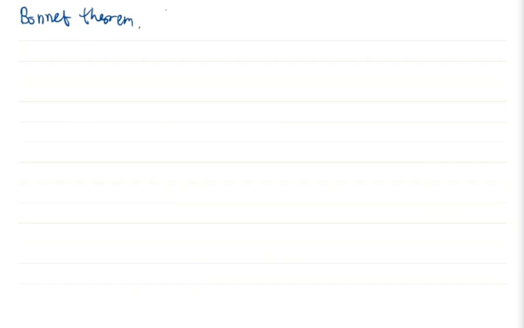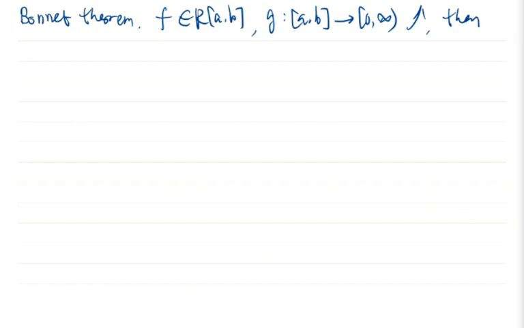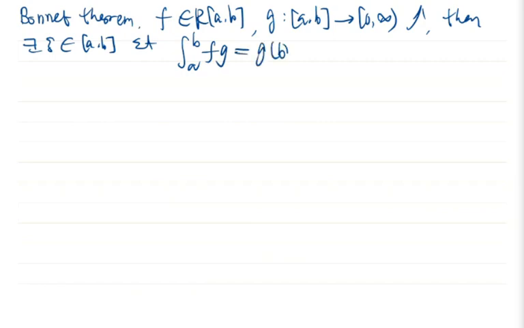Bonnet theorem says that if f is Riemann integrable over an interval [a,b], and g is increasing and non-negative, then there is a ξ in the interval [a,b] such that the integral from a to b of fg equals g(b) times the integral from ξ to b of f. This is the second integral mean value theorem, also called Bonnet theorem.